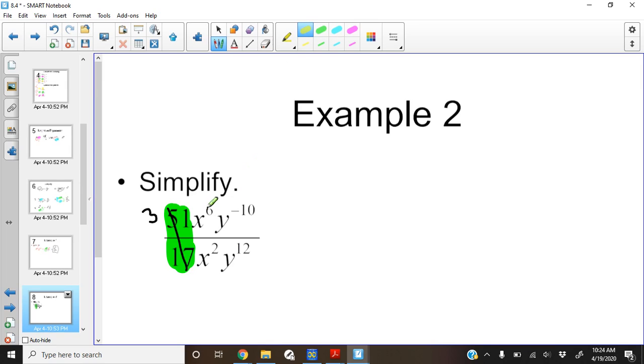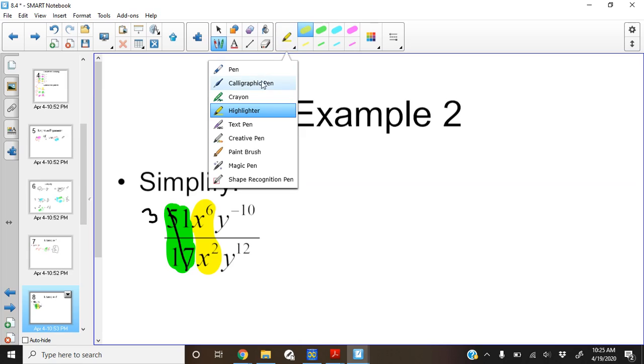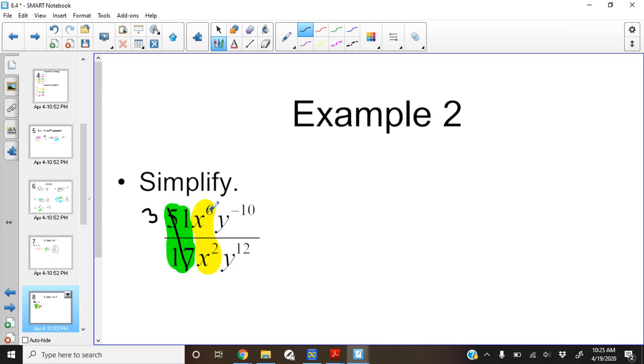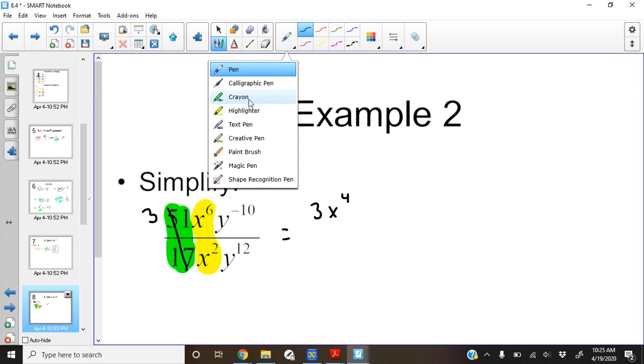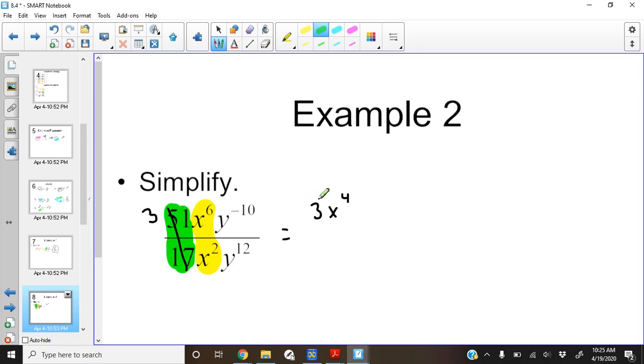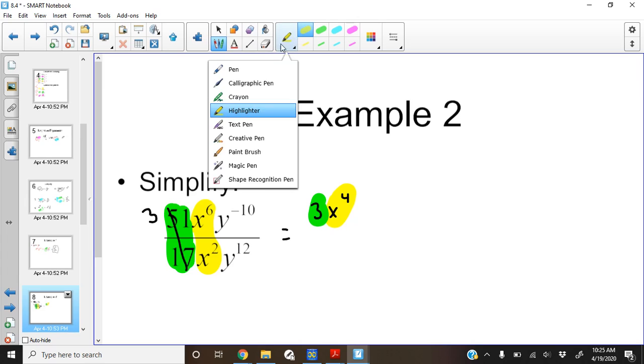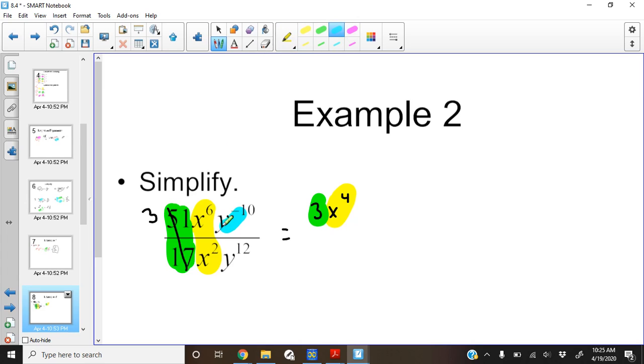Next piece we need to look at are the x's. So I'm highlighting the x pieces. We're dividing. What do you do with your exponents when you divide? You keep your base and you subtract your exponents. So x to the 6 minus 2 becomes x to the 4th. So I'll color coordinate this for you. The green was the 3, the x to the 4th was the yellow, and now let's look at our y's.